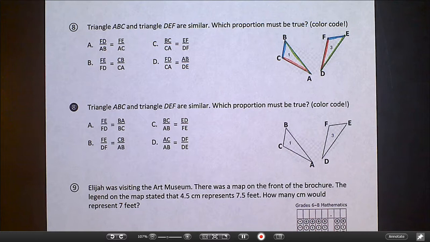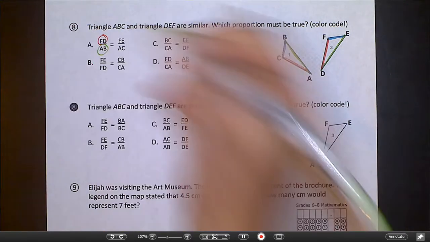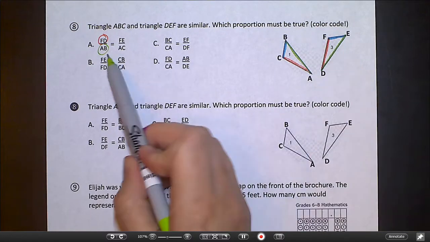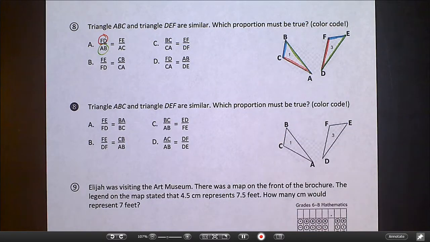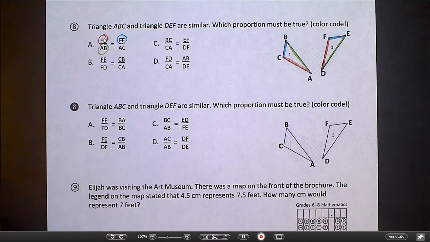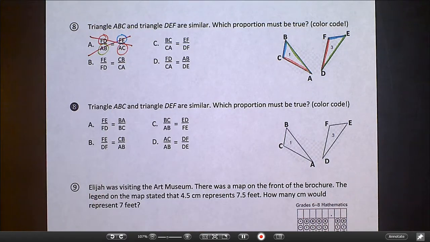So FD, that's orange, over AB, that's green. Okay, so already I'm doing orange over green, and they're on different shapes, so I really can't do that. But let's just play this out and see what happens. FE, that's blue, over AC, which is orange. So this is completely messed up. That is not going to work. So I'm going to get rid of A. All right, let's look at B.